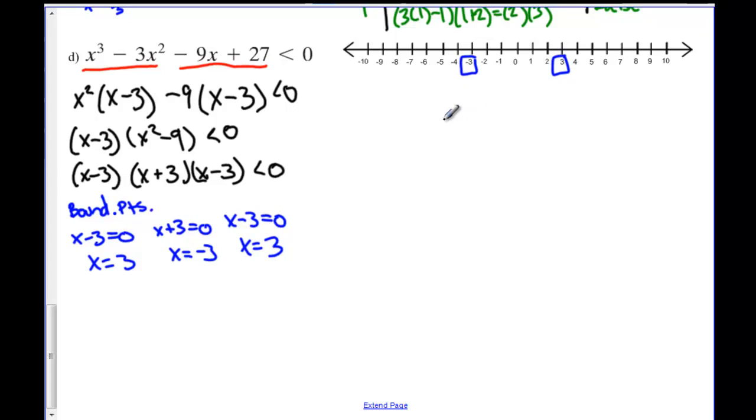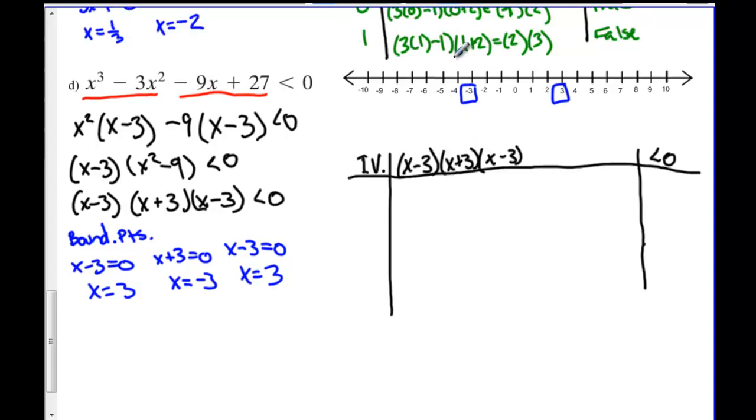All right, I want you all to set up and go through and do your test values. All right, we need some test values. So what test value less than negative 3 did you pick? Negative 4. Sounds good. What about between negative 3 and 3? Thank you for picking the good one. And bigger than 3? 4. Sounds good. All right, so we're just going to plug this in.